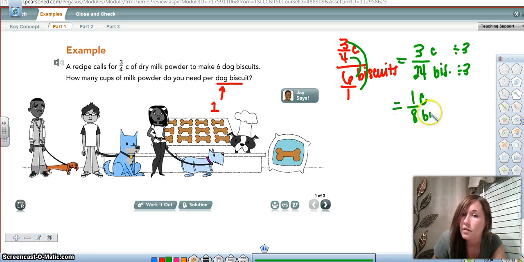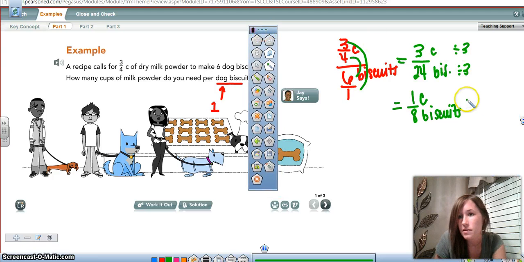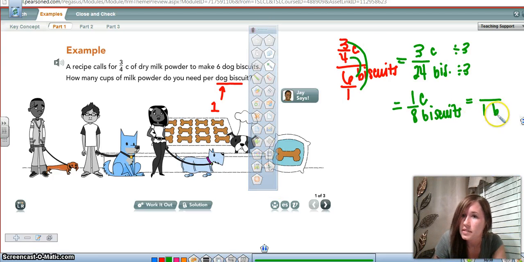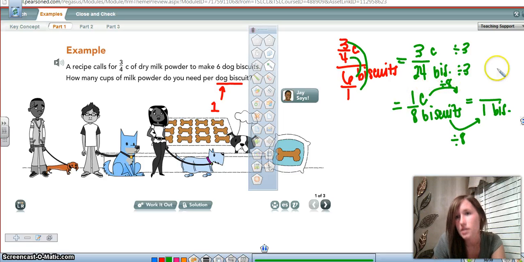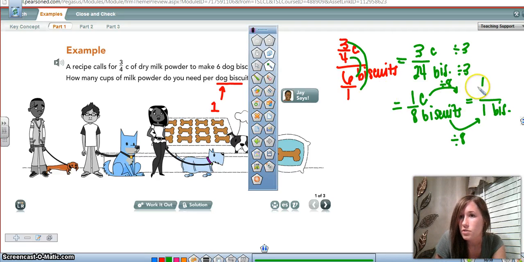Well, we are not quite finished because this isn't a unit rate. To get a unit rate, we want to see 1 in the denominator, and we have 8 in the denominator. So what we can do to get a unit rate, we want this denominator to be 1 biscuit. We would divide by 8. 1 divided by 8. Now you can't actually do 1 divided by 8 and get a whole number answer. So we'll just write it as 1/8, which represents 1 divided by 8. 1/8 cup for 1 biscuit.